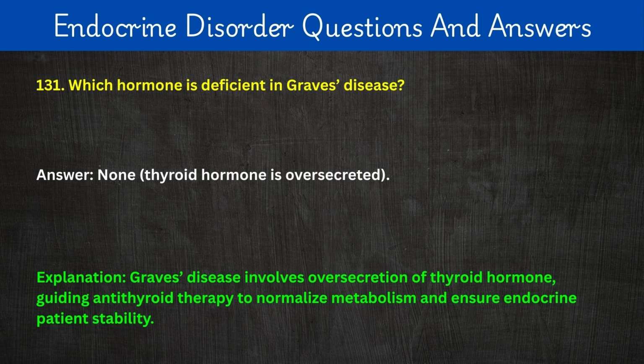131. Which hormone is deficient in Graves' disease? Answer: none. Thyroid hormone is oversecreted. Explanation: Graves' disease involves oversecretion of thyroid hormone, guiding antithyroid therapy to normalize metabolism and ensure endocrine patient stability.